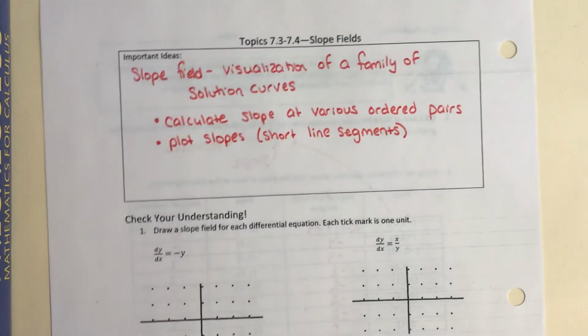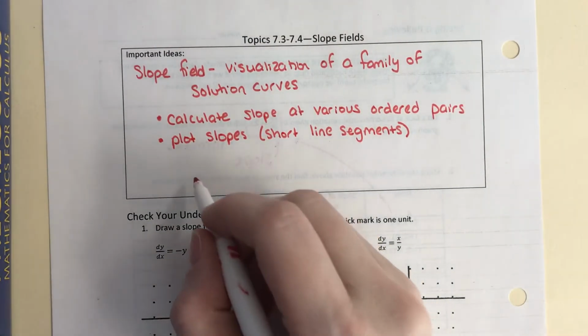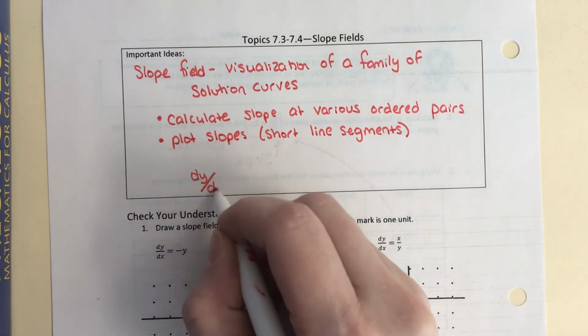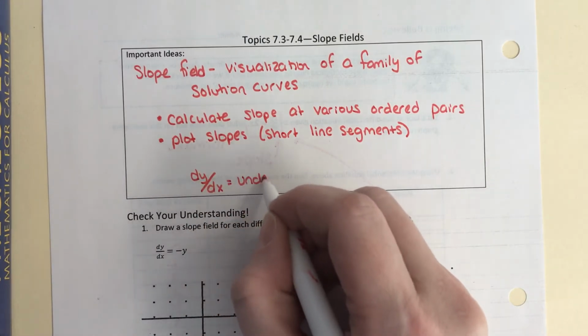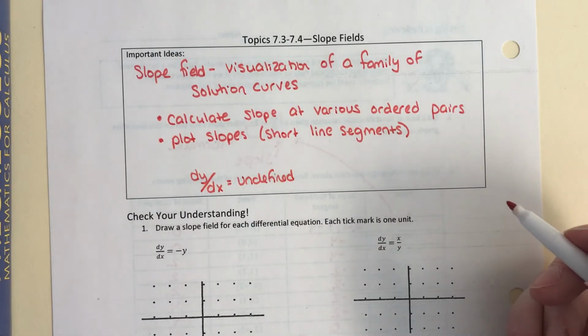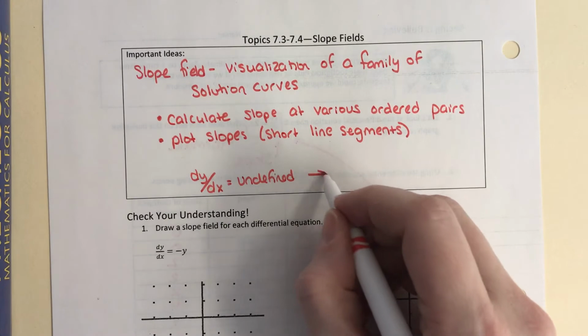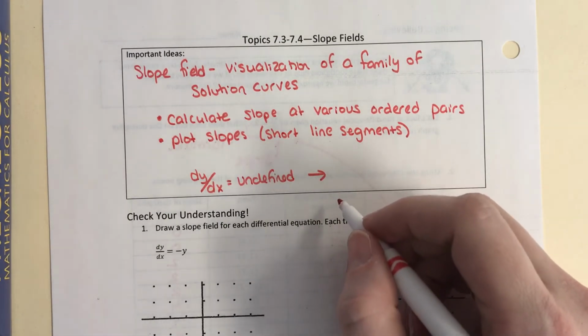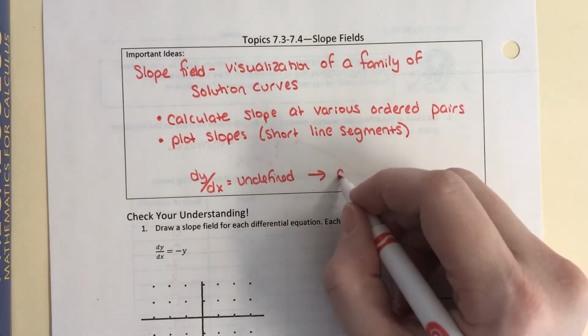Now, sometimes you might get a slope that's undefined. So let's say you get dy/dx is undefined. So typically on a graph, if you have an undefined slope, that means either the graph doesn't exist there, maybe you have a vertical asymptote, maybe there's a hole in the graph, so therefore you do not want to draw a solution curve where you have an undefined slope.